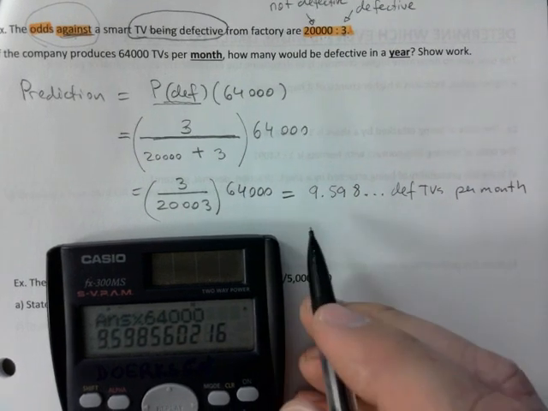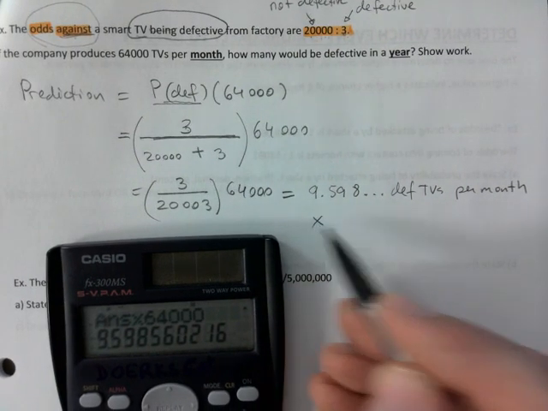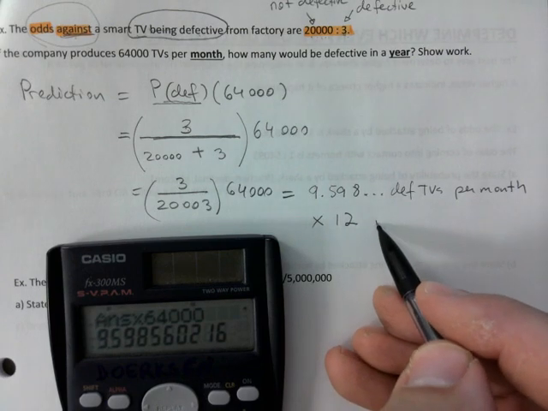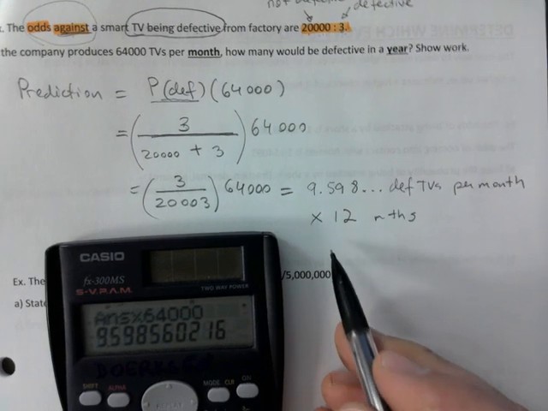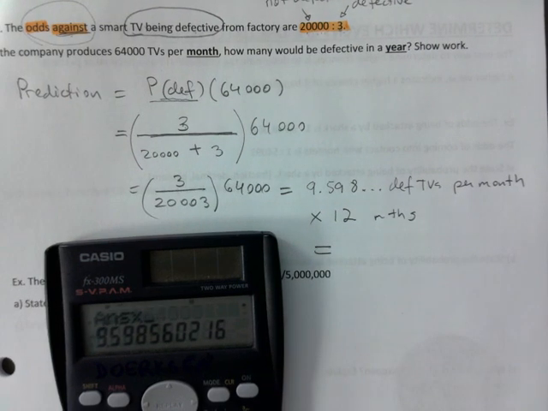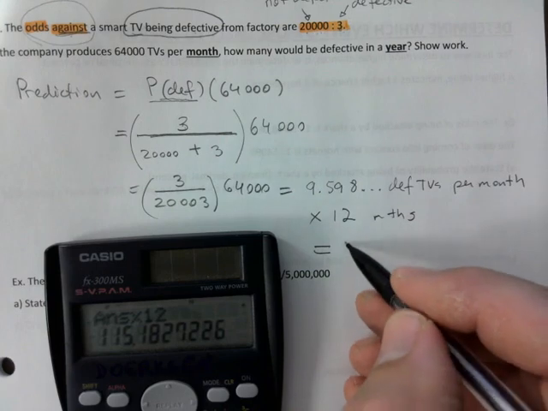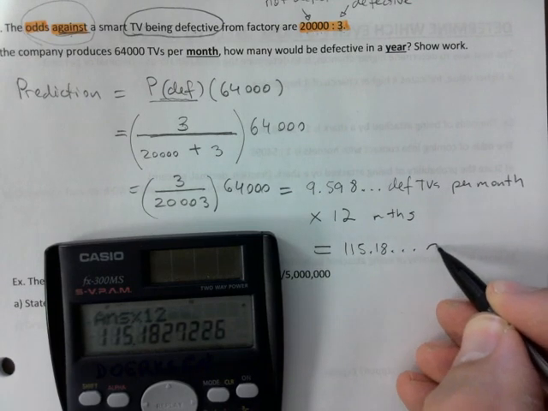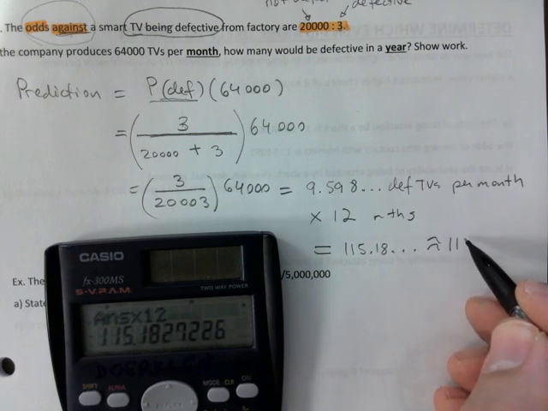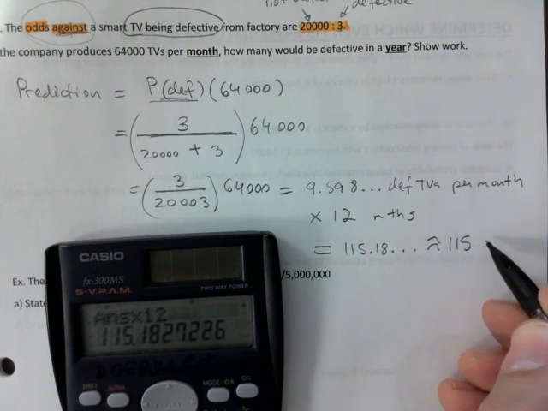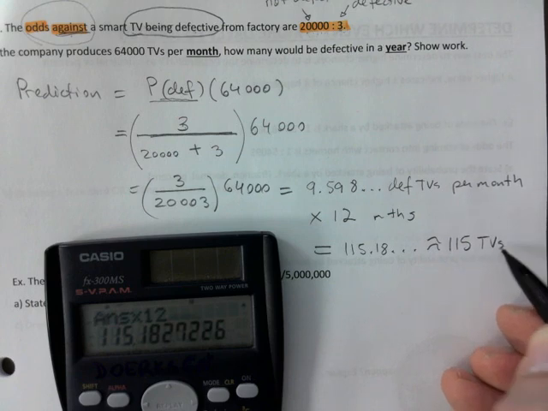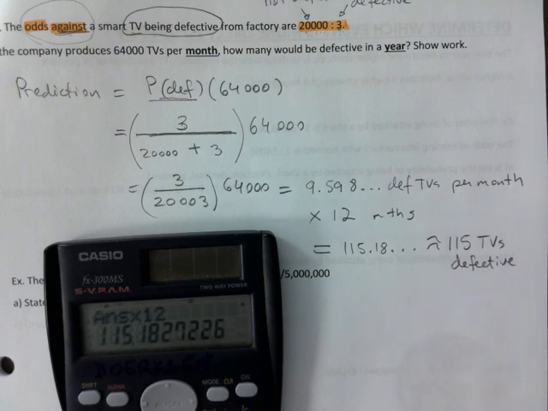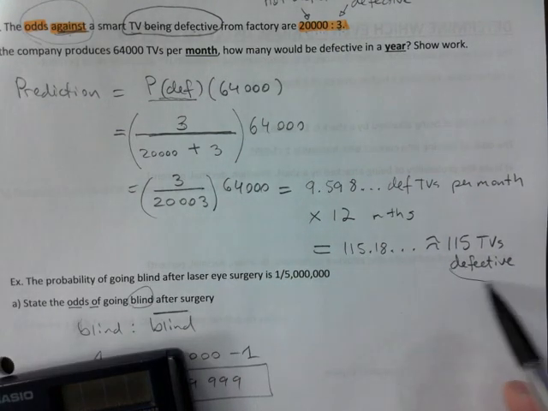So what do I need to do to that number to get the yearly amount? Multiply that by 12. So I'm not rounding yet. I'm just going to multiply that by 12 months. So I go times 12. That's 115.18, which is approximately 115 TVs defective. That is your final answer.